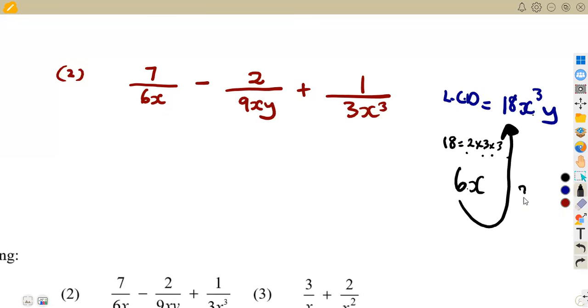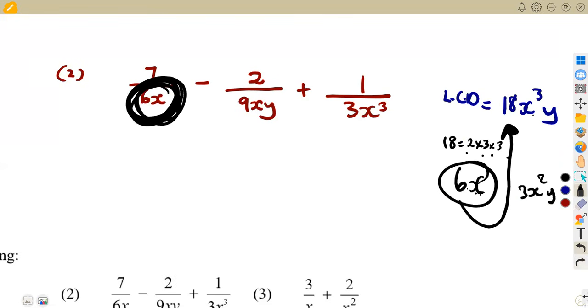If you consider the variable, this is to the exponent of 3, but this is x. So what are we going to multiply with so that we get x to the exponent of 3? It means we must have x squared, okay? Remember, x squared times x, you add the exponents, you get x to the exponent of 3. And we've got a y here, and we do not have a y, so we're going to have a y. So if we multiply the 6x that you are given before by this 3x squared y, we get what? The LCD. That is the major purpose of this.